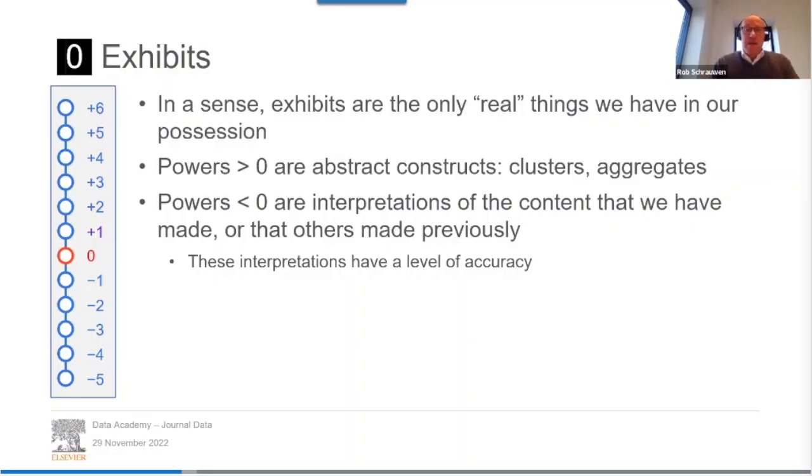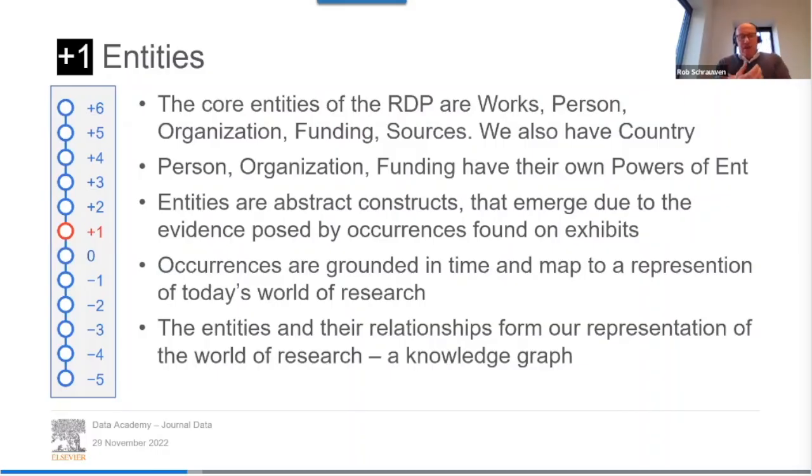And deeper down, if you go to the powers minus, the negative ones, you will see there is a lot of interpretation in it, in XML or in other ways. That is really interpretation of that data. It can be wrong in various ways, but that we either have made ourselves or that others have made previously. So this is an important thing to realize. So if we go one level up, they often go hand in hand, 0 and 1.